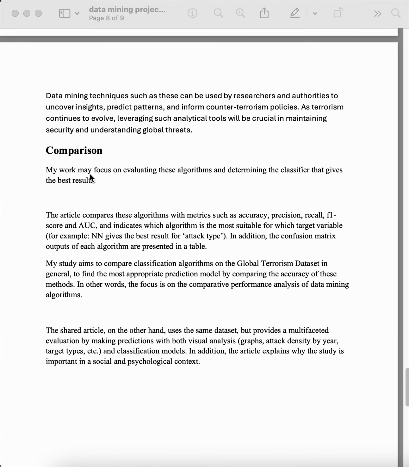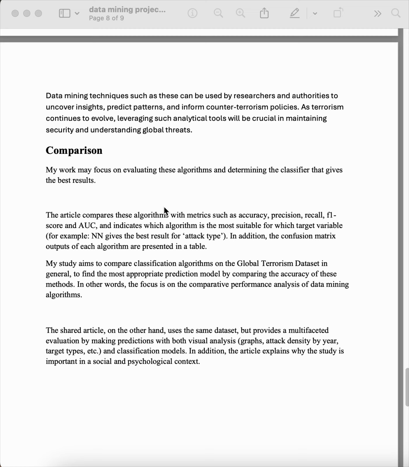In comparison, my work may focus on evaluating these algorithms and determining the classifier that gives the best results. The article compares these algorithms with metrics such as accuracy, precision, recall, F1 score, and AUC, and indicates which algorithm is the most suitable for which target variable. For example, you can say that the neural network gives the best result for attack type. In addition, the confusion matrix outputs of each algorithm are presented in a table.